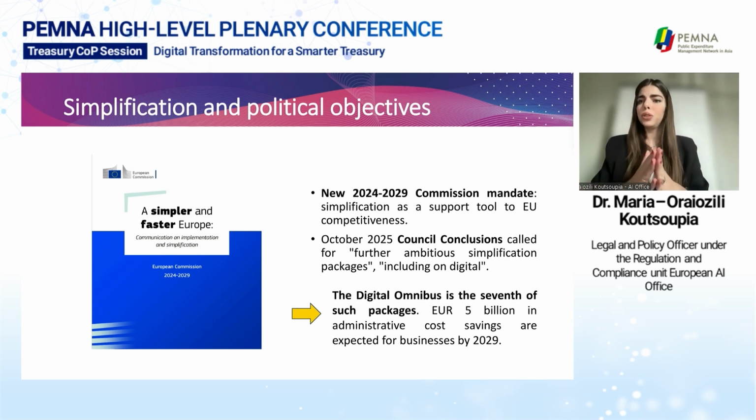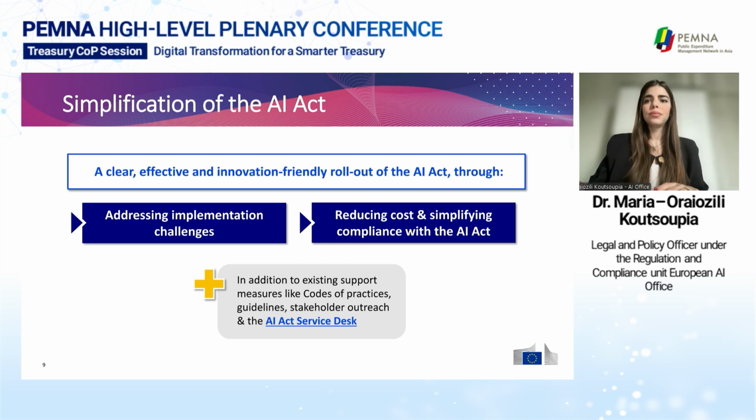That means that in October 2025, the Council called for further ambitious simplification packages, including on digital. That meant that the AI Act had to change a bit, not the basic structure. The whole idea was that the digital omnibus is the seventh of these packages, and it aimed to deliver 5 billion in administrative cost savings for businesses by 2029. And can we please move to the next slide? Okay, so the simplification of the AI Act is to address the implementation challenges, help companies navigate better, and reduce costs, in addition to existing support measures.